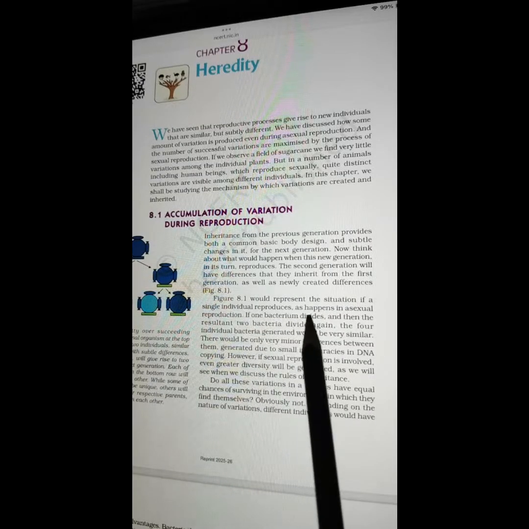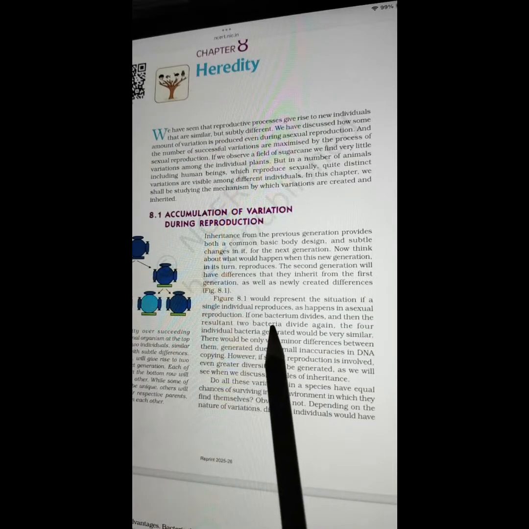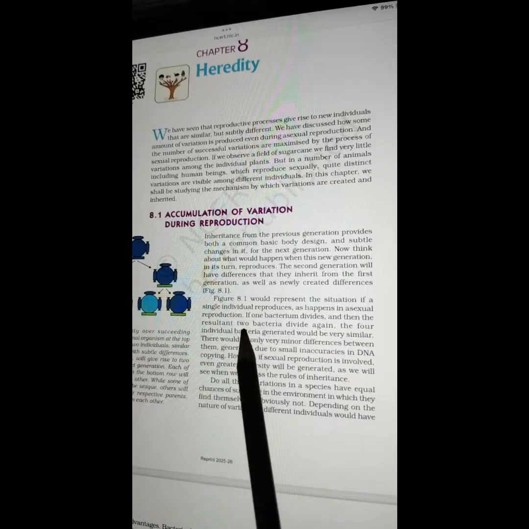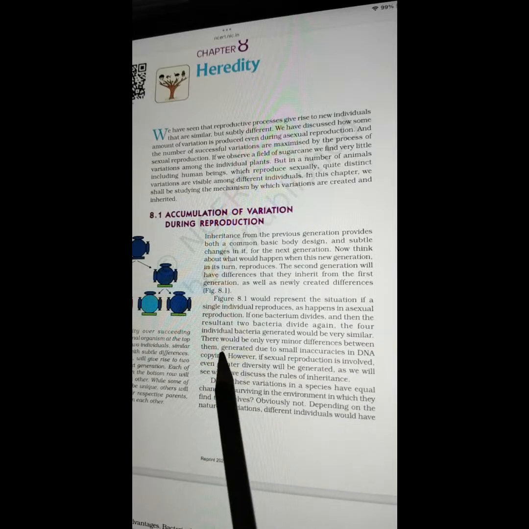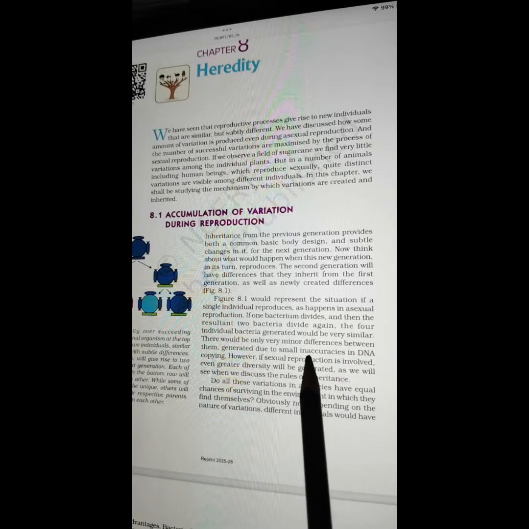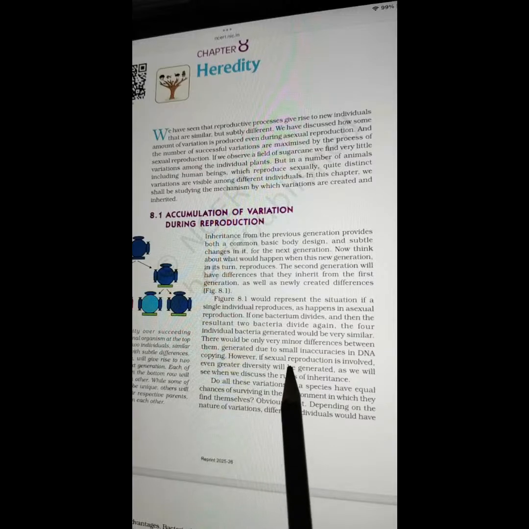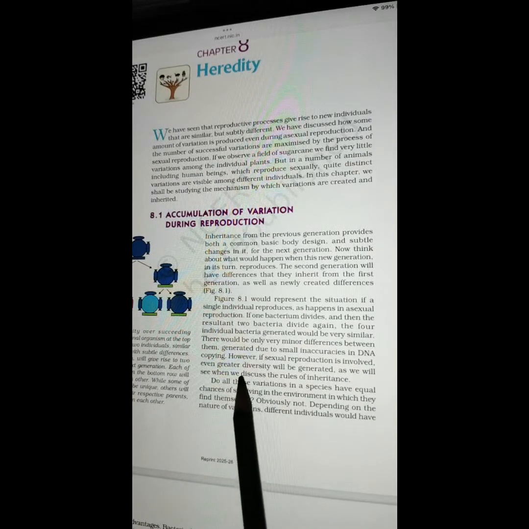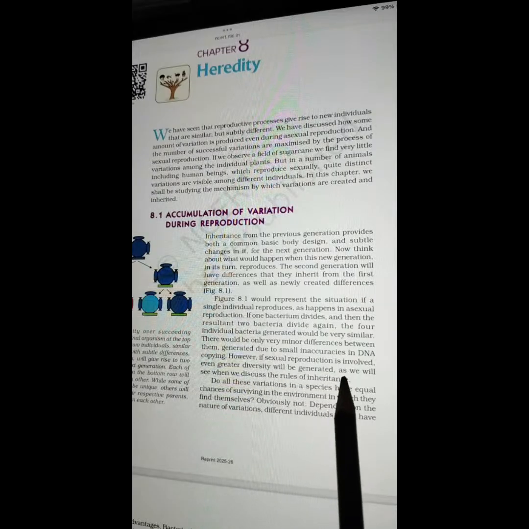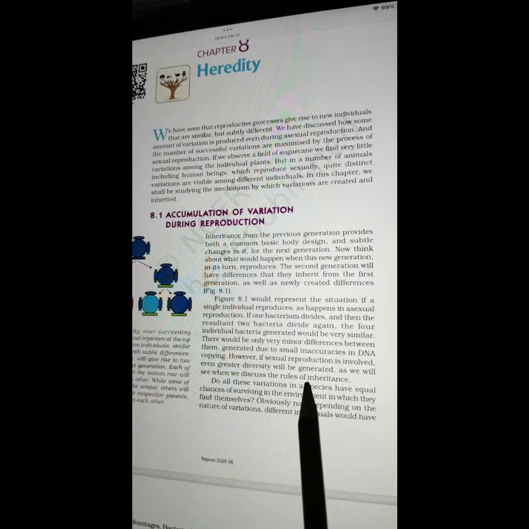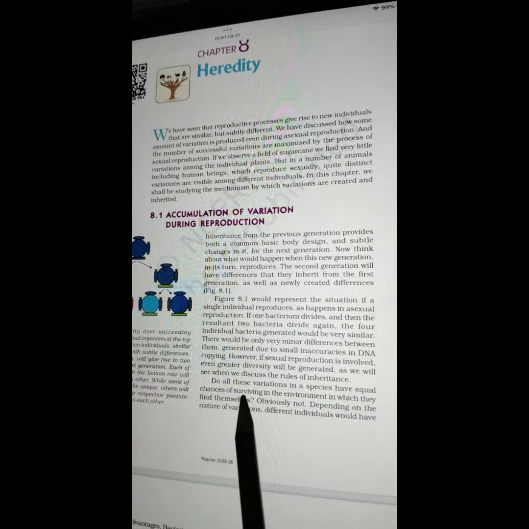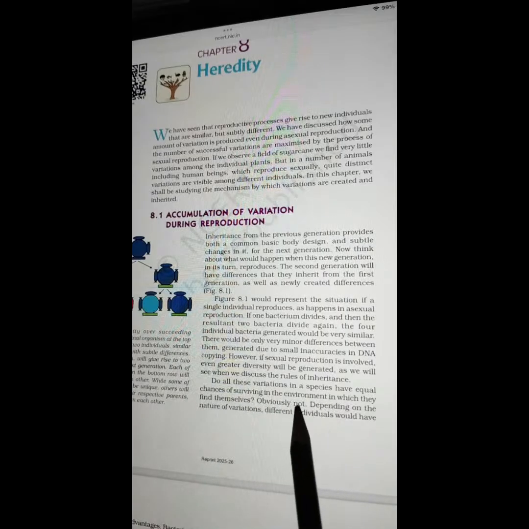Figure 8.1 would represent the situation if a single individual reproduces, as happens in asexual reproduction. If one bacterium divides and then the resultant two bacteria divide again, the four individual bacteria generated would be very similar. There would be only very minor differences between them, generated due to small inaccuracies in DNA copying. However, if sexual reproduction is involved, even greater diversity will be generated, as we will see when we discuss the rules of inheritance. Do all these variations in a species have equal chances of surviving in the environment in which they find themselves? Obviously not.